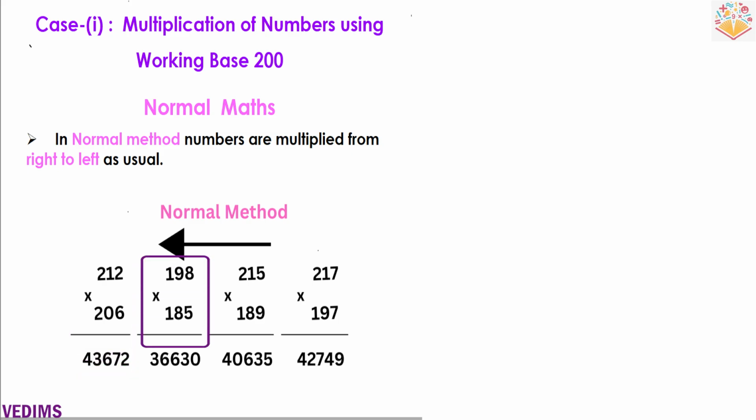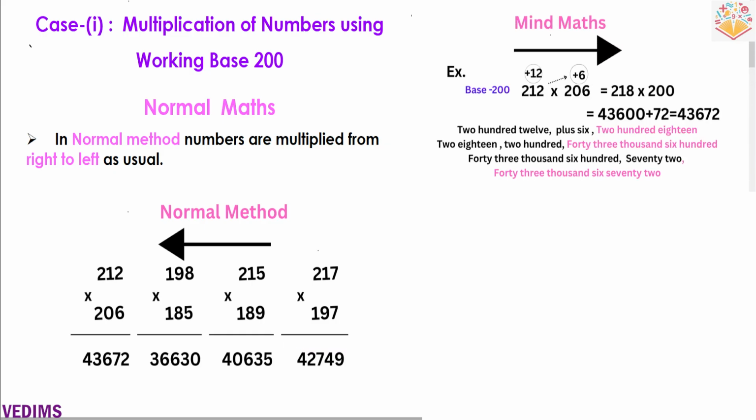198 into 185 is 36,630. 215 into 189 comes out to be 40,635. The product of 217 and 197 is 42,749. Let us see how quickly you can calculate using the base 200.